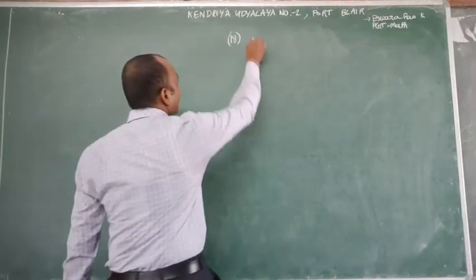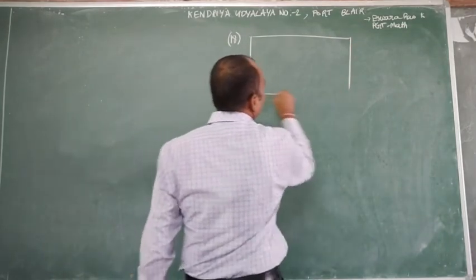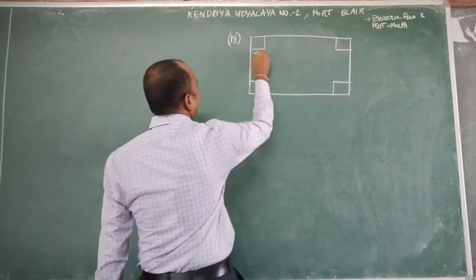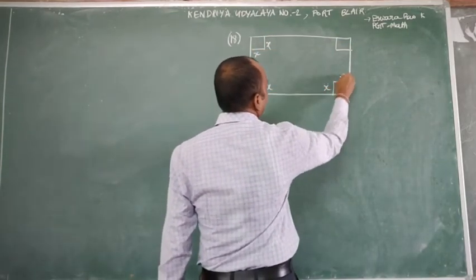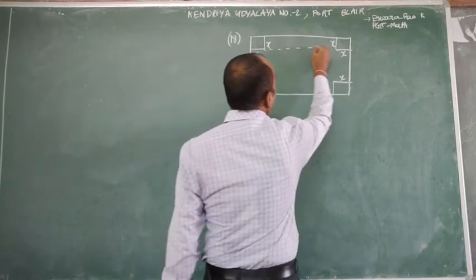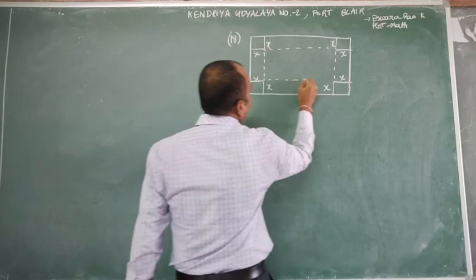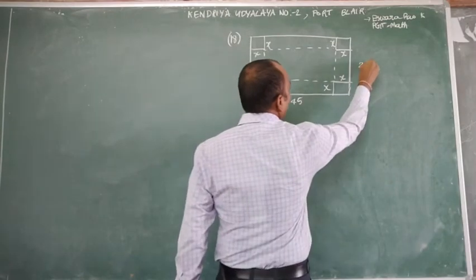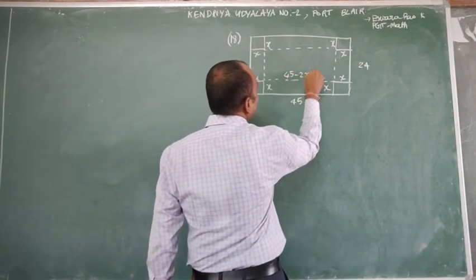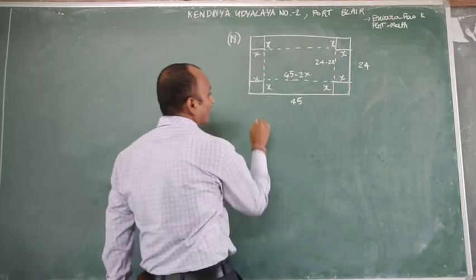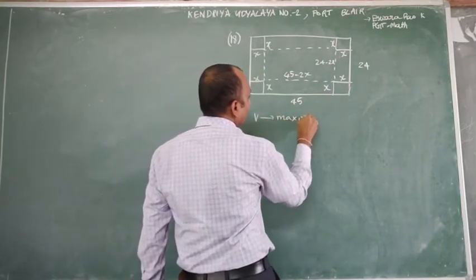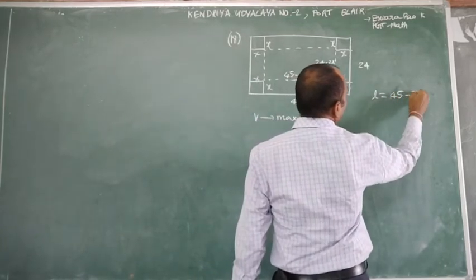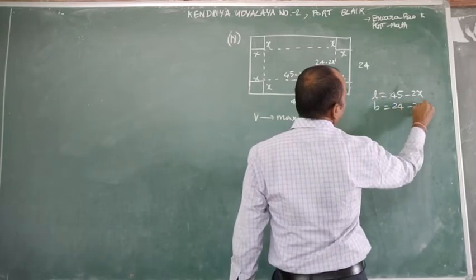Same, see, they have given a rectangular sheet. From the 4 corners, they have taken 4 squares of side x, then they fold it towards the dotted line. The length of this rectangular sheet is 45 and the breadth is 24. So the inside dimensions will be 45 minus 2x and 24 minus 2x. Volume is to be maximized. So here length is 45 minus 2x, breadth is 24 minus 2x, height is x.